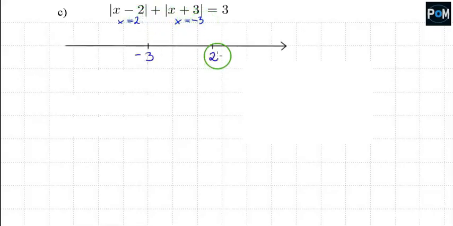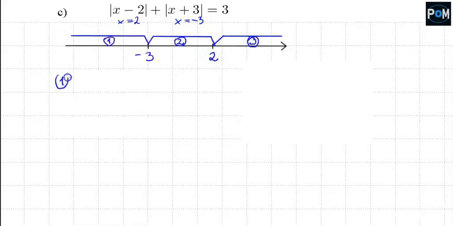And then as a result, our entire number line gets divided into 3 distinct intervals. The first of these intervals is from negative infinity up to the value of negative 3, but without including the number 3. And we'll calculate.